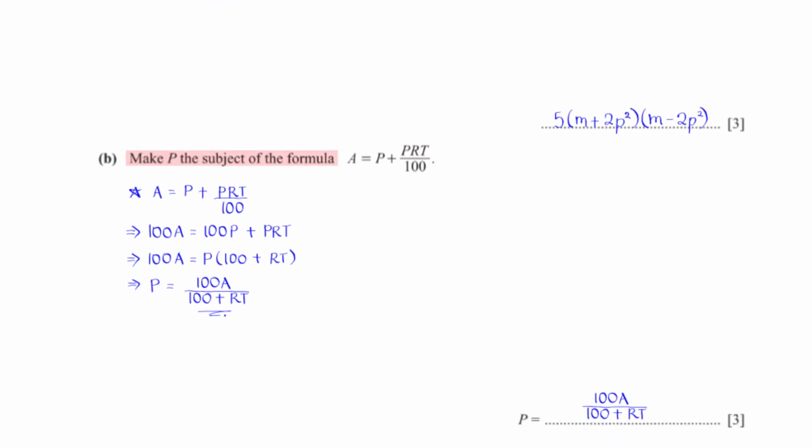Make P the subject of the formula A equals P plus PRT over 100. When we multiply through the equation by 100, we get 100A equals 100P plus PRT. When we factor out P from 100P plus PRT, we are left with 100 plus RT. When we divide both sides by 100 plus RT, we have P equals 100A over 100 plus RT.